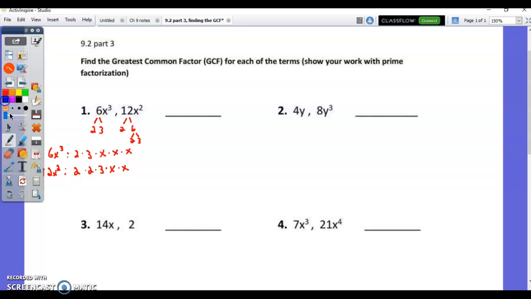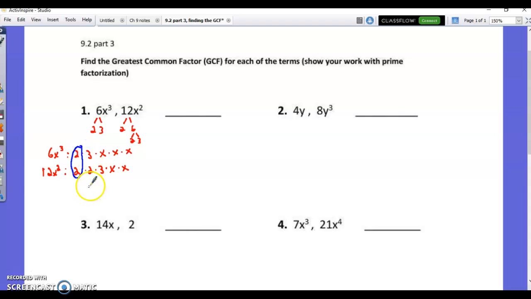All right, so now we look at what is in common. We have a 2 in common, so we can bring that down. We have a 3 in common, so we bring that down. Then we have 1 x in common.